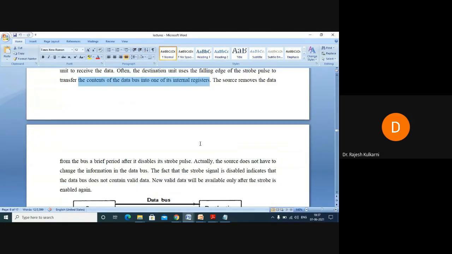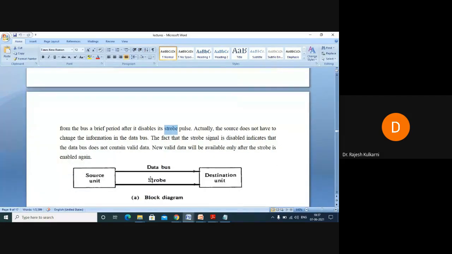Once the destination unit takes the data, the source removes the data from the bus. After that it disables the strobe pulse. But by default, the moment the strobe pulse is disabled, there is no meaning of data being present or data being absent.